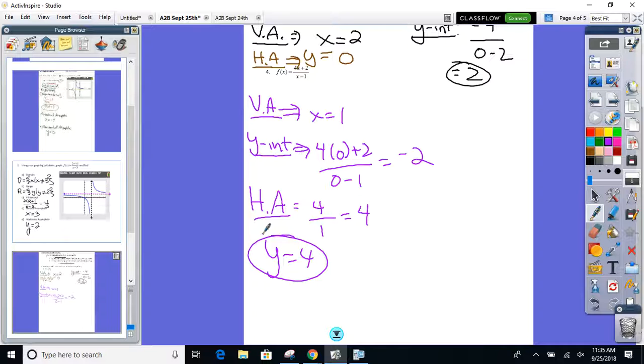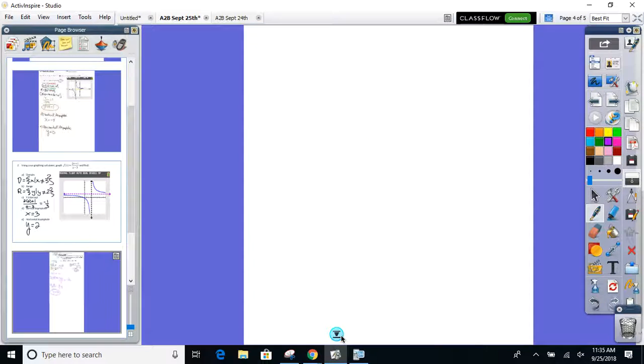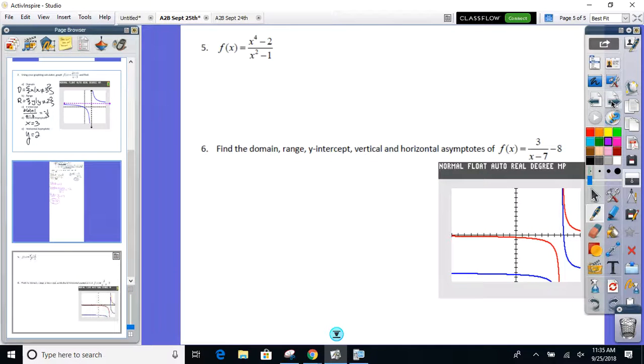you and your group right now, go ahead. You and your group. Next one. Horizontal, vertical asymptote, and the Y-intercept, please.